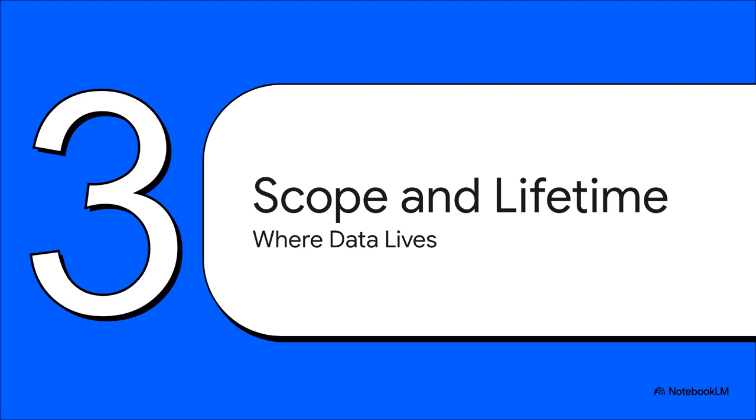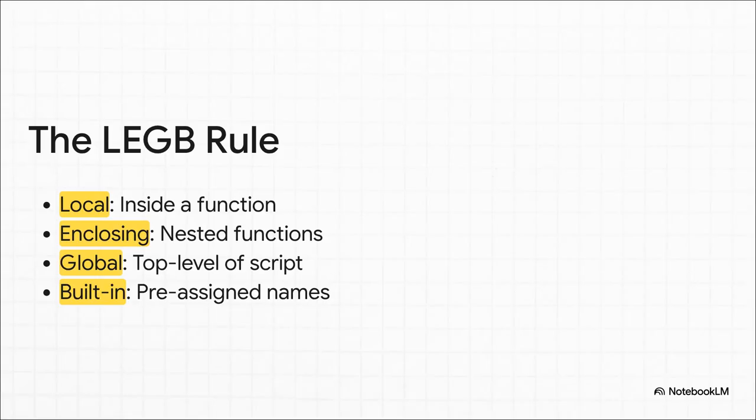Section 3. Variable scope and lifetime. Let's explore these environmental boundaries. Variable scope basically refers to the region of your code where a specific variable is visible and accessible. Python strictly follows what's known as the LEGB rule to resolve variable names.